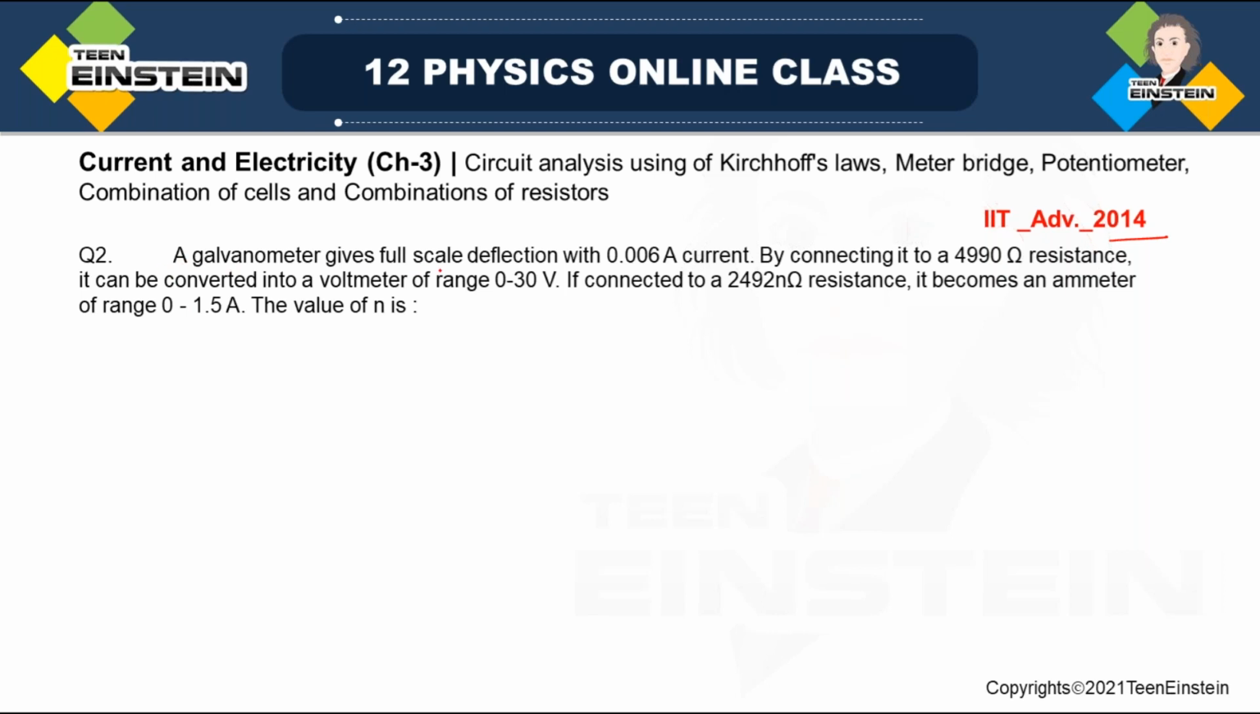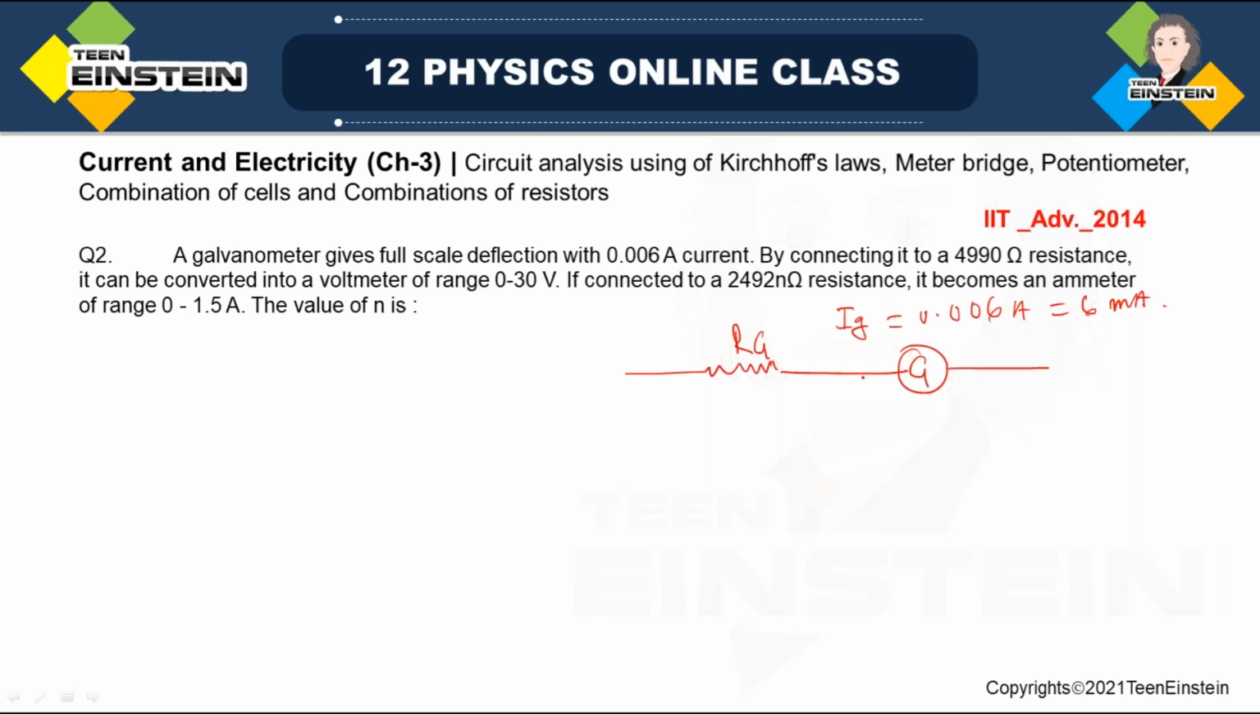The question says a galvanometer gives full scale deflection with 0.006 ampere current by connecting it to a 4990 ohm resistance. Let me just explain the first line itself. Suppose there is a galvanometer. I'm just drawing the schematic. This is the galvanometer and the associated resistance is Rg. The galvanometer shows full scale deflection with this much current. That means the current through the galvanometer, Ig, will be this ampere, that is 6 milliampere.